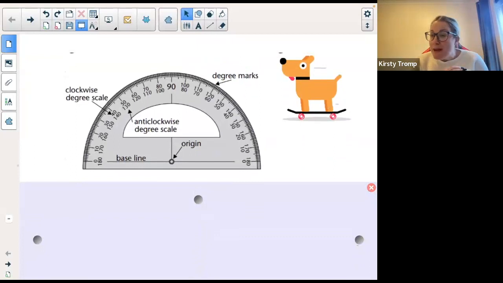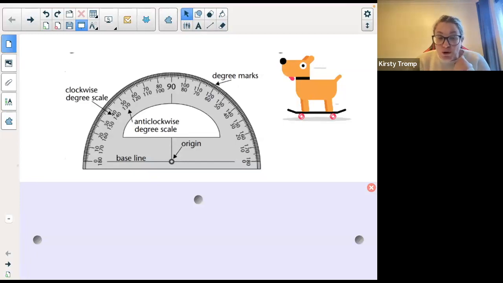So, this mathematical tool is called a protractor. And who can tell me what it is used to measure? You can just tell me in the chat. What do we use protractors to measure? Good, guys. We use it to measure angles. Well done. So it's a protractor, and we use a protractor to measure our angles.